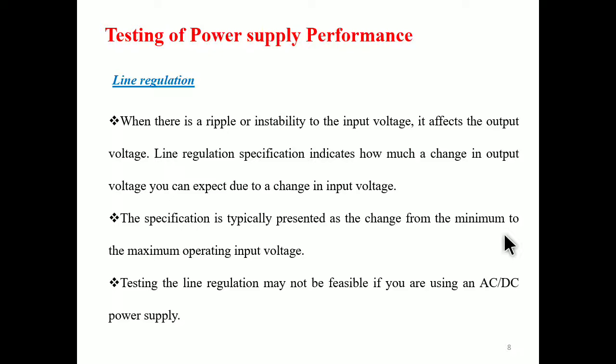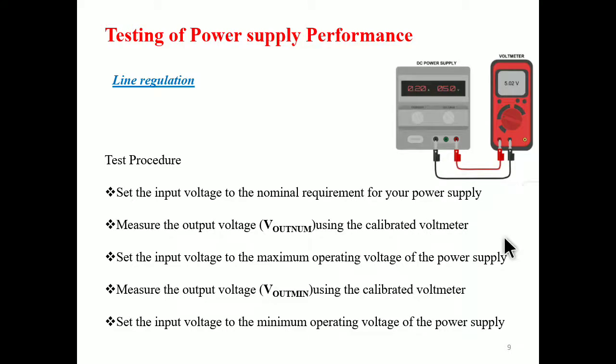Next one, line regulation. What does line regulation mean? We have already discussed it in the performance of power supply video. Line regulation means that if we change the input value, the output value also changes automatically, and that change is measured. It should be within a few millivolts, or in terms of percentage, 0.01. This can be tested by adopting a procedure, using this diagram.